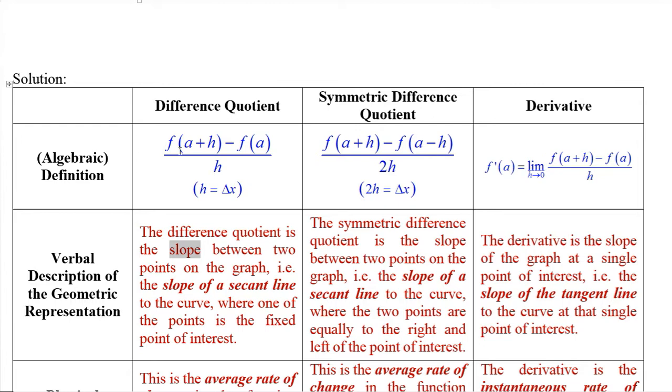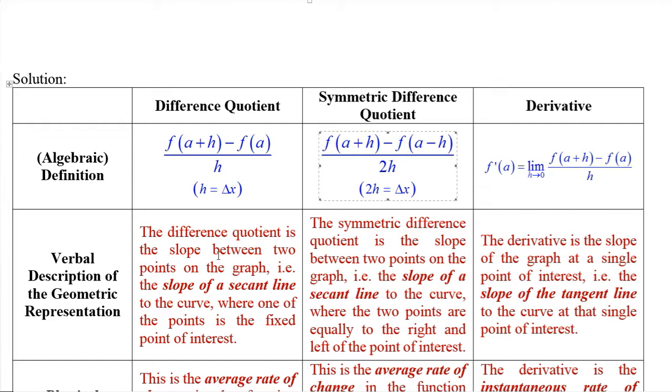So when we're talking about the difference quotient, symmetric difference quotient, and derivative, they're all slopes of some kind or another. In fact, if you're talking about at a specific number a, for the input, then all of these are numbers, but they're numbers that have meaning. Okay, what is that geometric meaning?